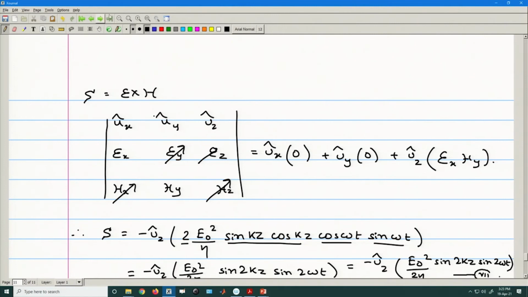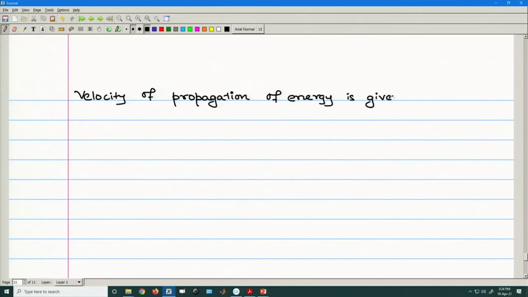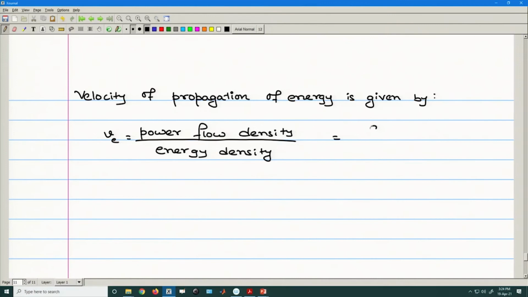Now we will calculate the velocity of propagation of energy. Okay. So we can write like this: velocity of propagation of energy, we know it is given by VE equals to power flow density divided by energy density. That is ratio of S by WE plus WM. Okay. So we are equipped with S, we are equipped with WE, and we are equipped with WM. So just we will substitute the individual values.